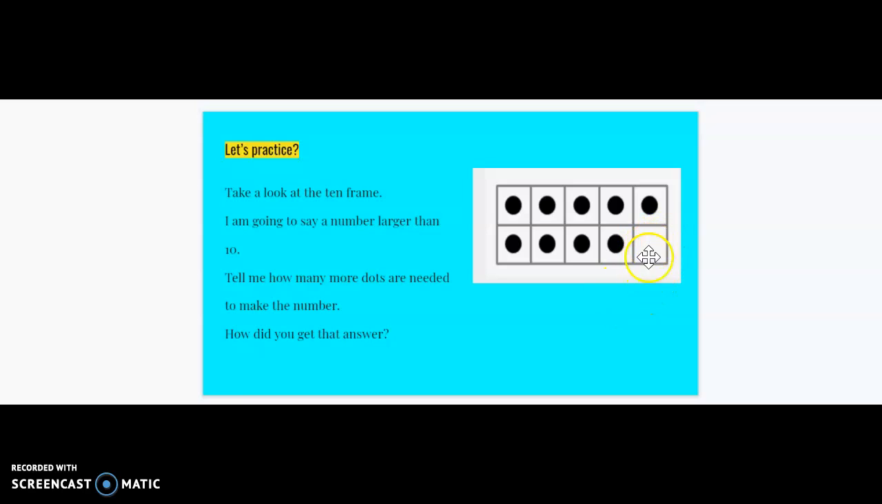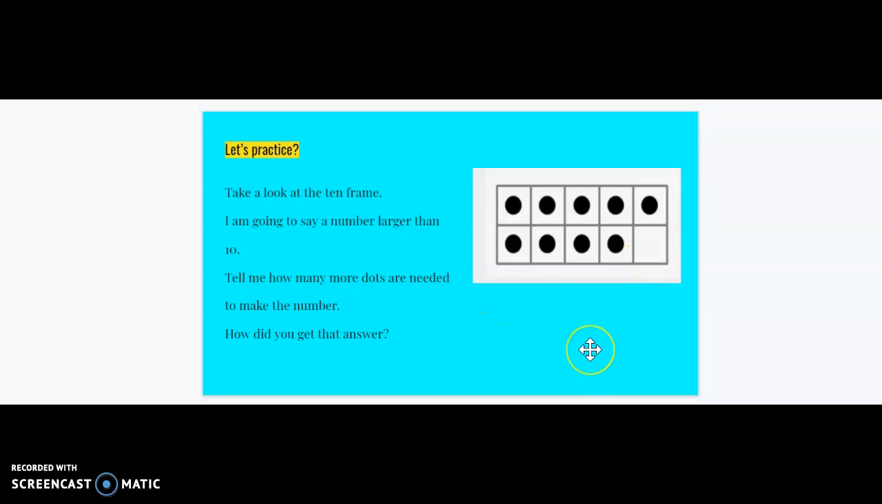Yep, you thought about that 10 again. You said, oh, if I put a dot there, that's 10. 10 and 7 makes 17. 1 and 7 makes 8. So, therefore, I needed to put 8 more dots there to make 17.